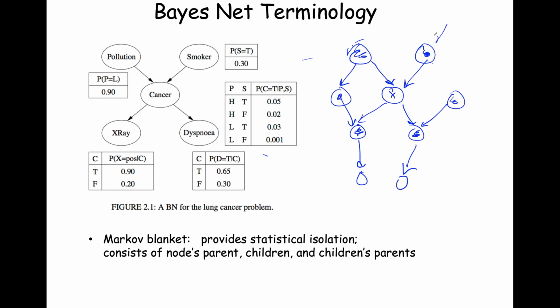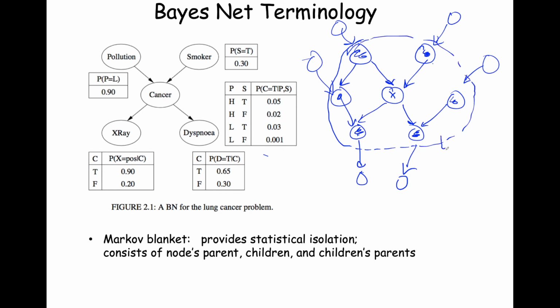Now, if we have other nodes in this graph, let me just draw some other nodes. And if we condition node X on its Markov blanket, so here's the Markov blanket, I'm going to call this the Markov blanket of node X. If we write the probability of X conditioned on the Markov blanket of X, that's going to be independent of all the other nodes in the graph.